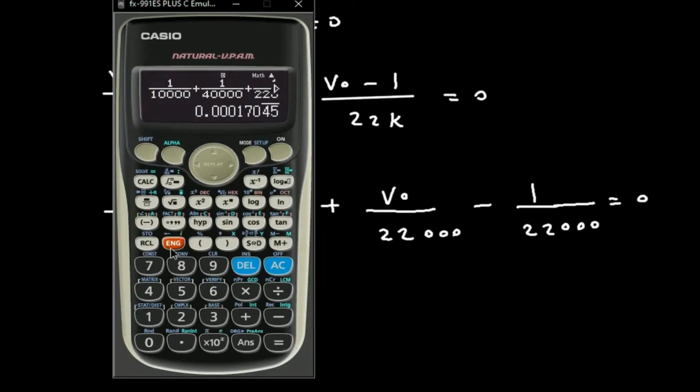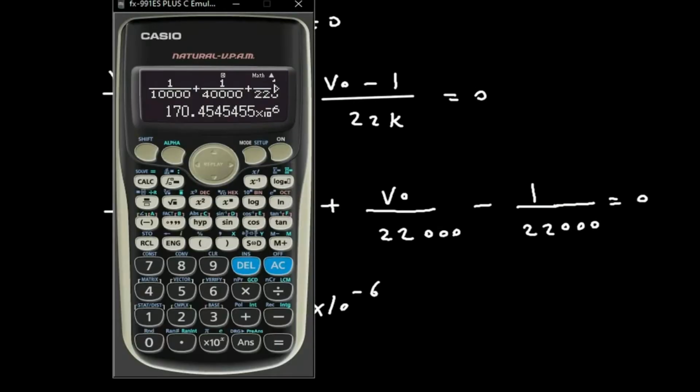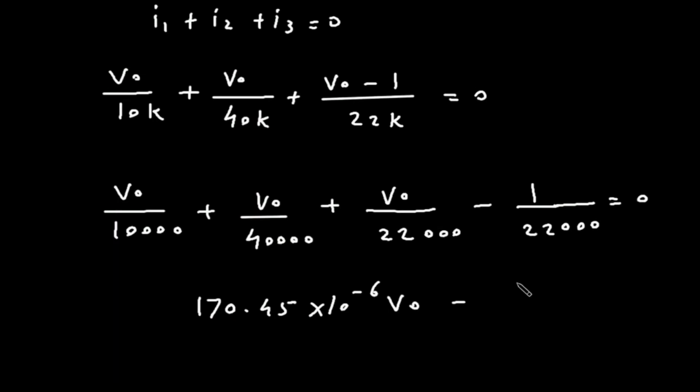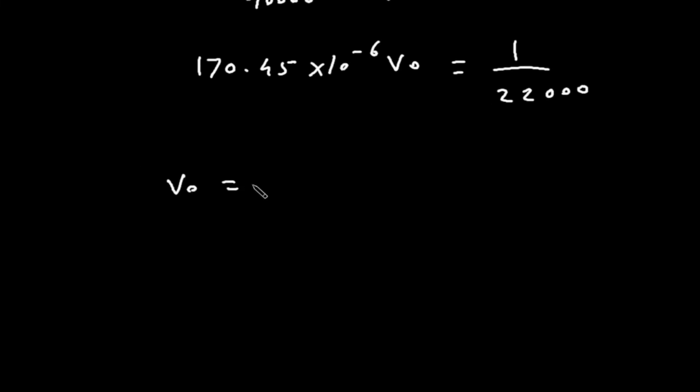So this will be 170.45 into 10 raised to the power minus 6 VO minus 1 by 22,000 is equal to 0, or directly we can write this is equal to 1 by 22,000. So from this VO is equal to 1 by 22,000 into this.